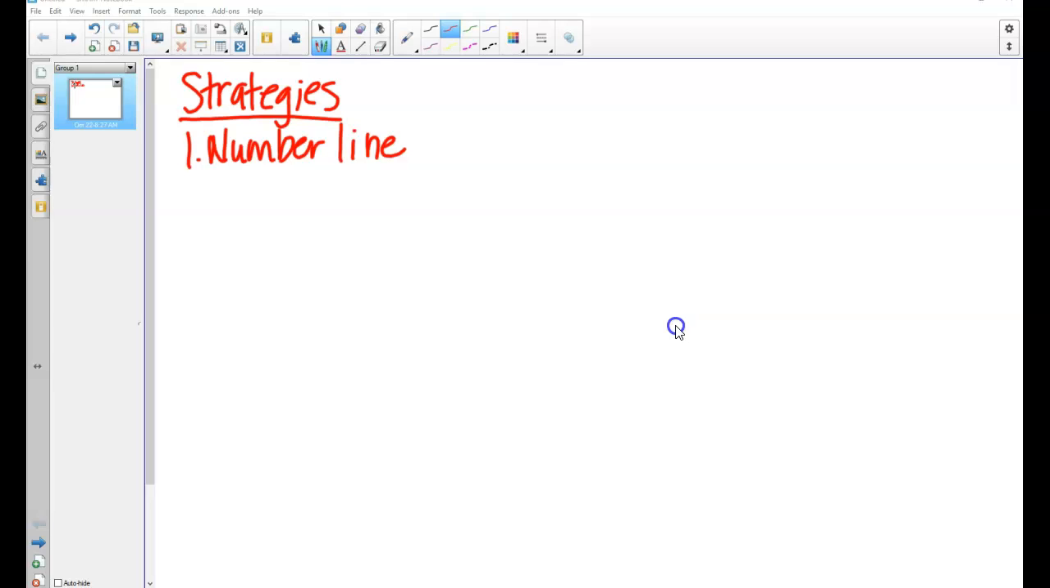You use the tiles to make what? Equal groups. Nope, you're not writing anything yet. I'll tell you when to write, okay? You're just listening. Equal groups.